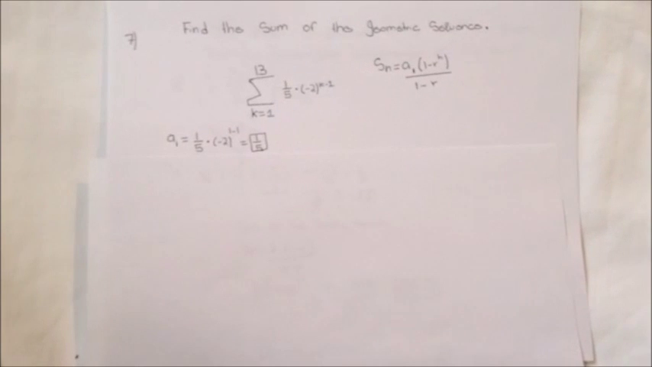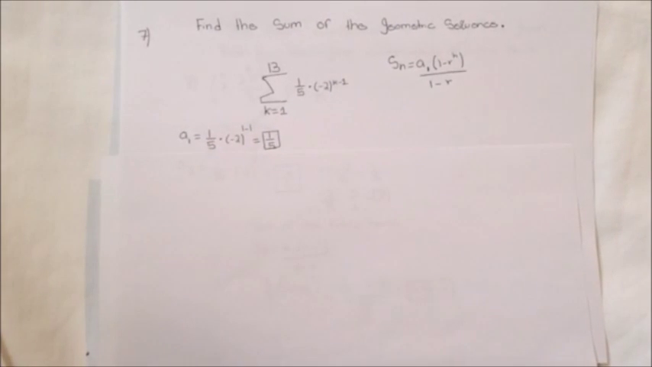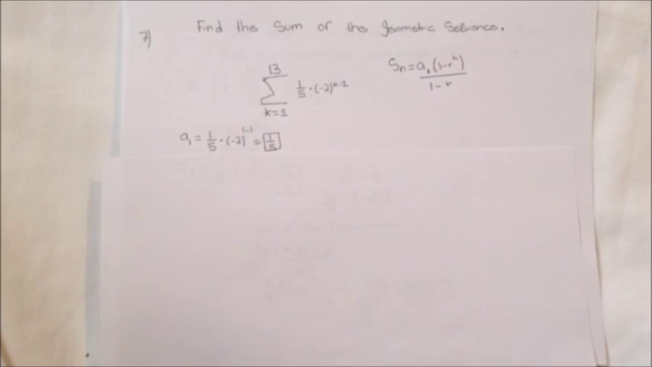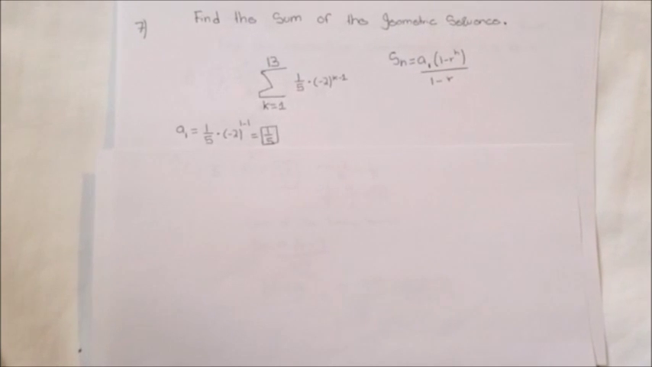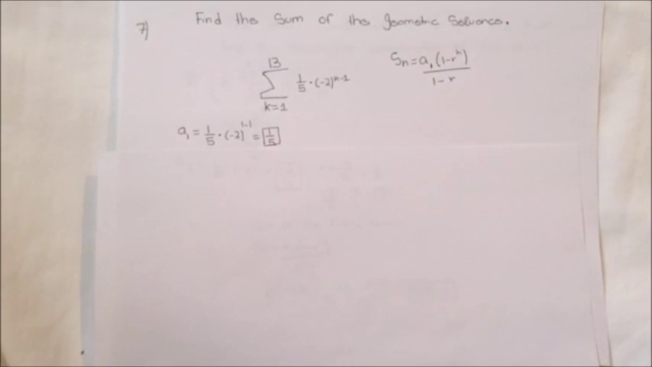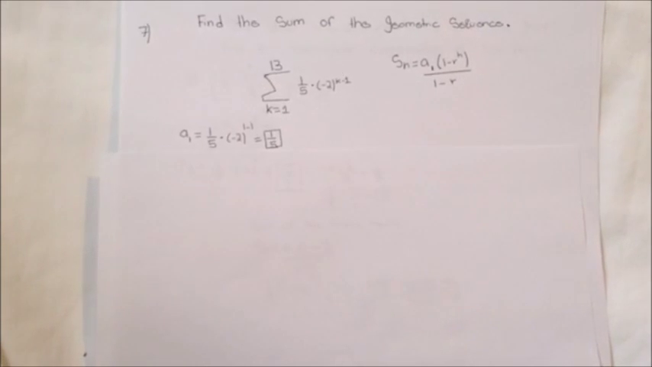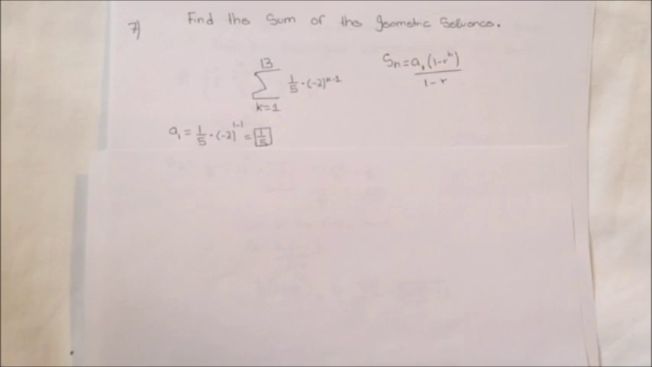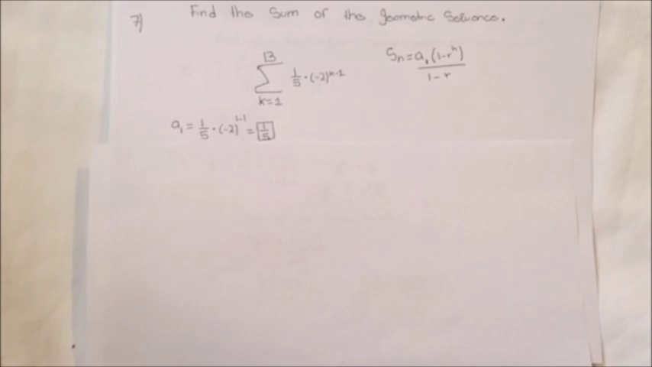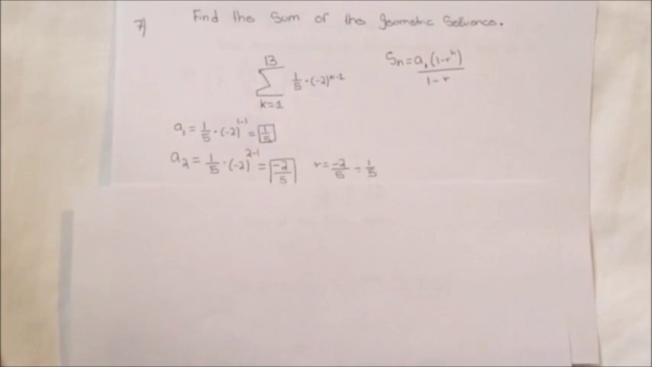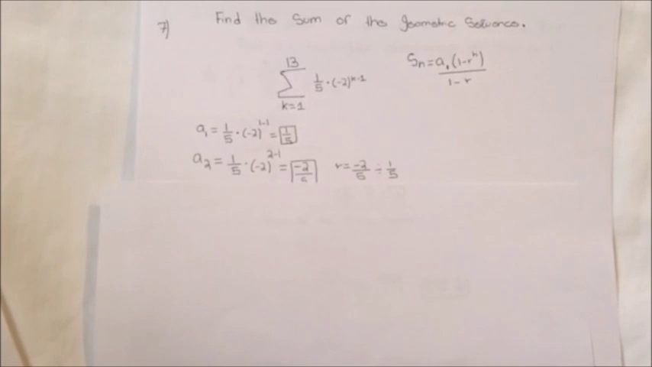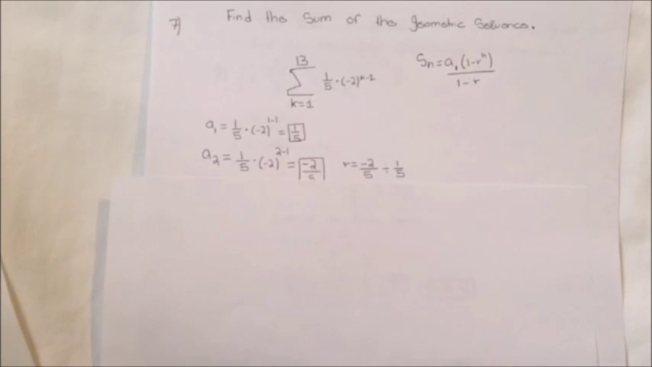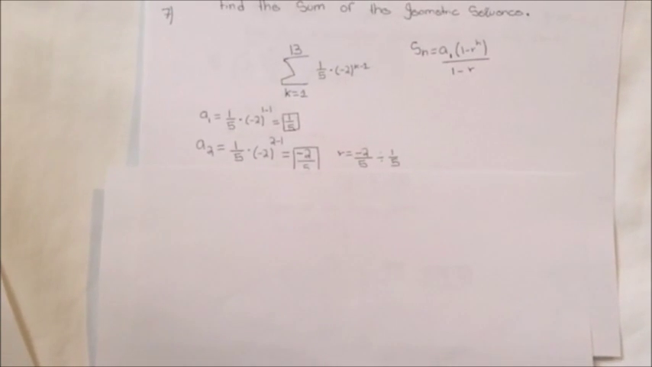So for a1, we substitute 1 instead of k. 1 over 5 times negative 2 to the power 0, since 1 minus 1 gives us 0, equals 1 over 5. For a2, 1 over 5 times negative 2 to the power 2 minus 1, which gives us 1, equals negative 2 over 5.